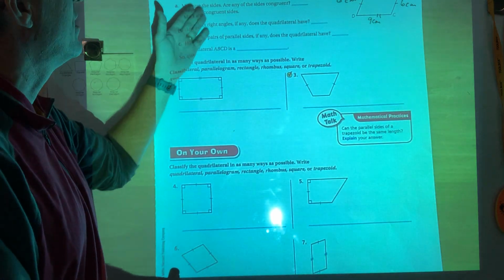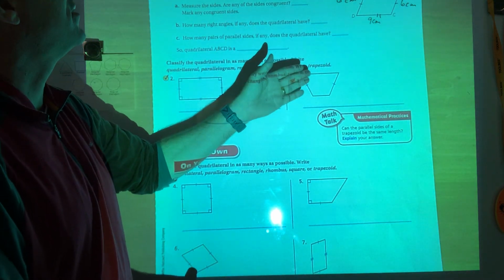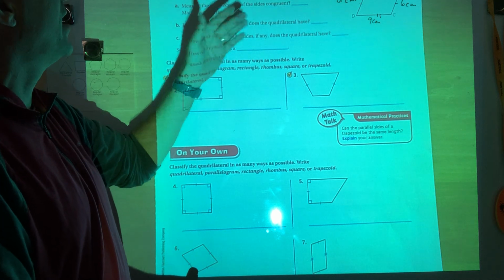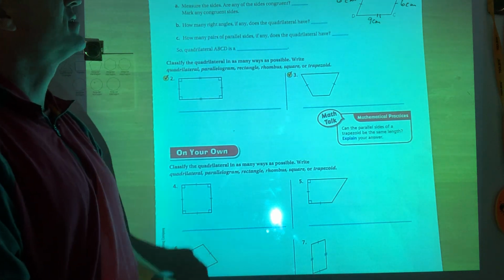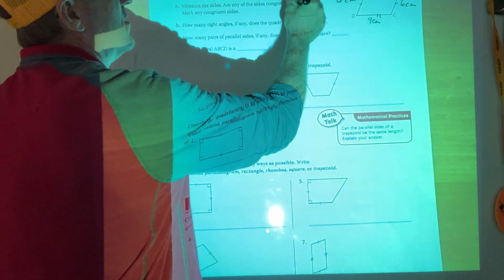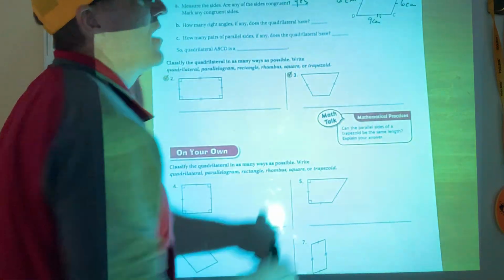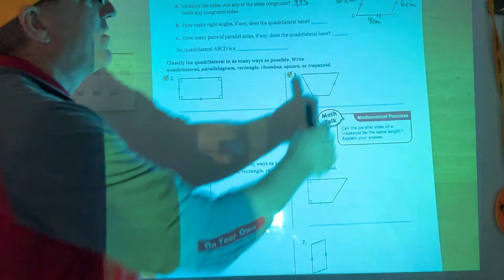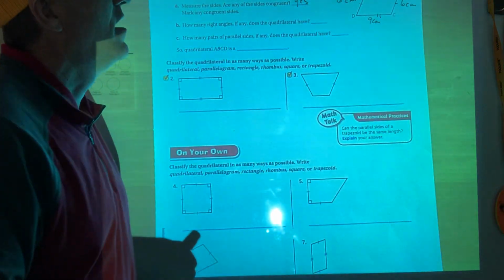Excellent. So use quadrilateral ABCD to answer the question. Complete the sentence. Measure the sides, which we did. Are any of the sides congruent? Yes, right? Because these sides are congruent and these sides are congruent. Opposite sides are congruent. We call these adjacent sides.